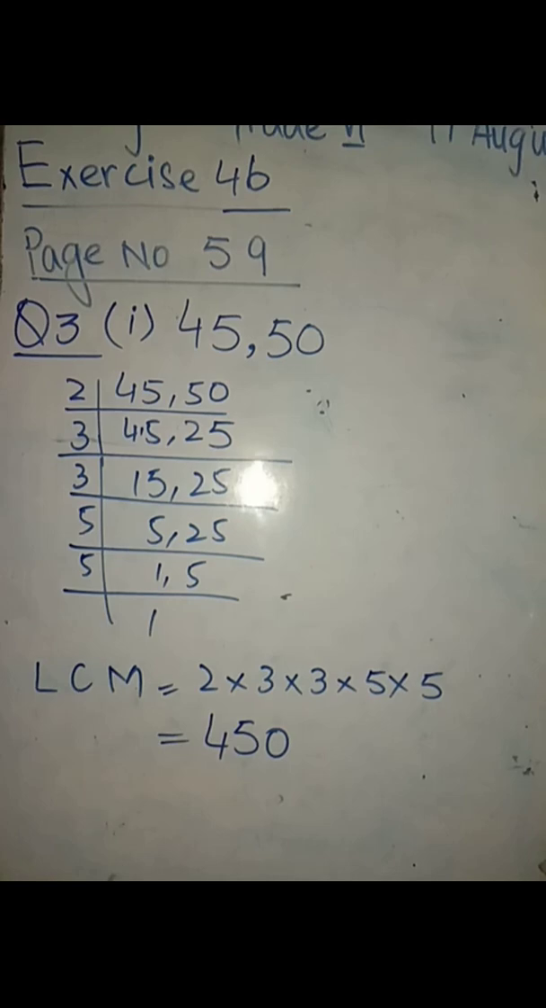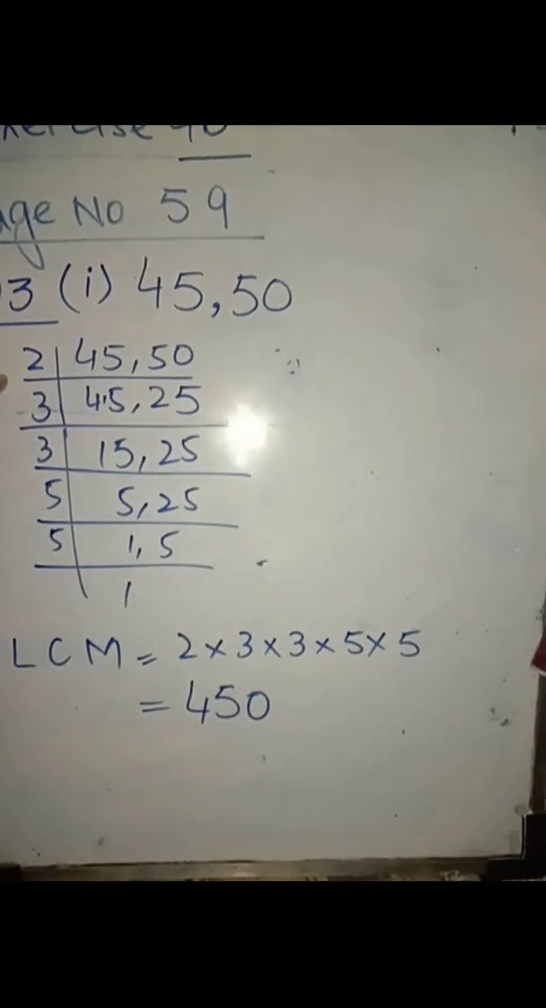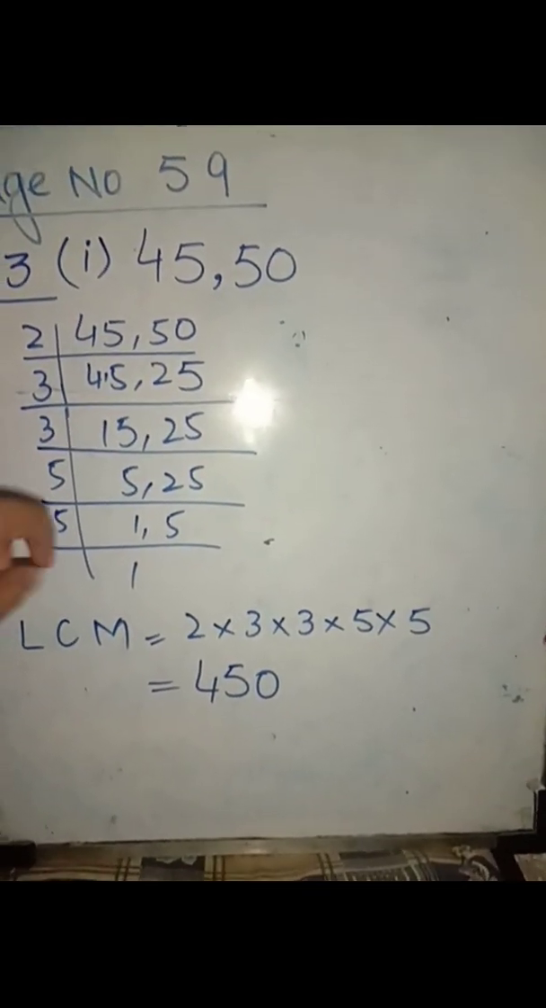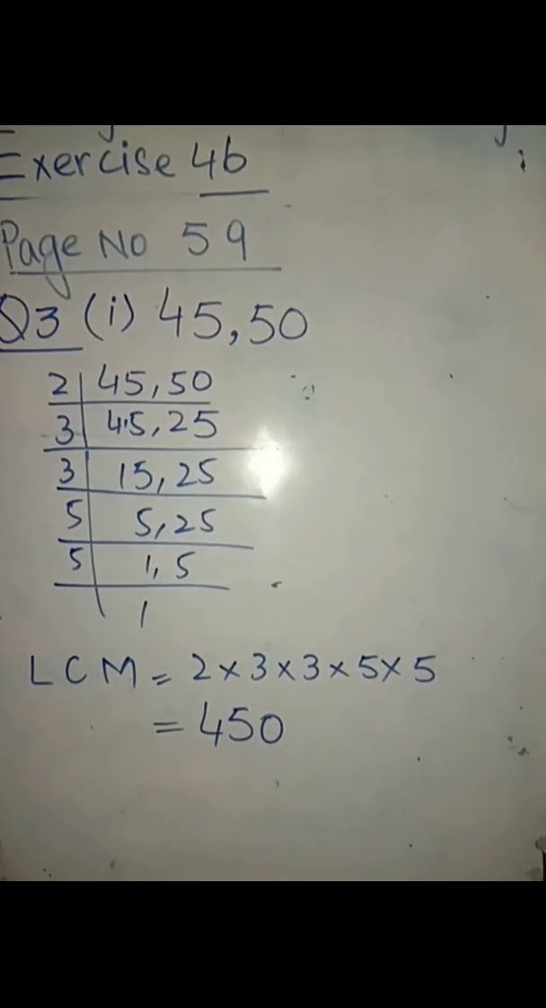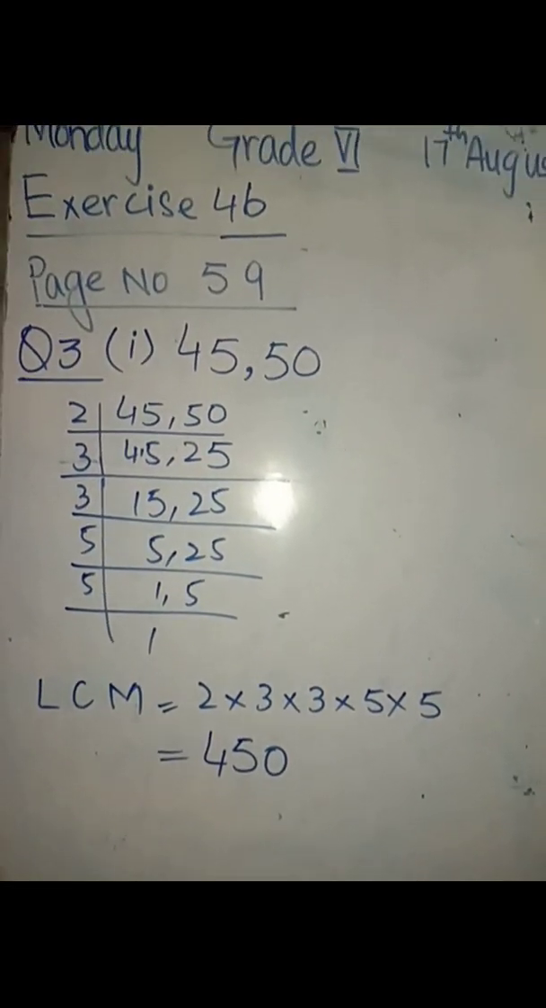So what are the prime factors here? Prime factors are 2, 3, 3, 5 and 5. By multiplying all these factors, we got the LCM of the given numbers, which is 450.